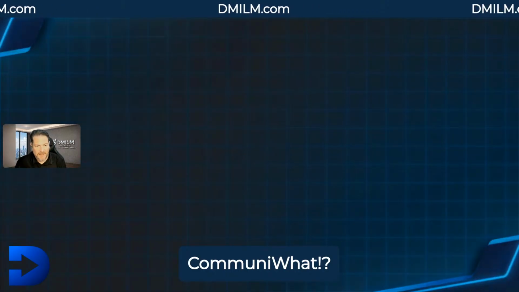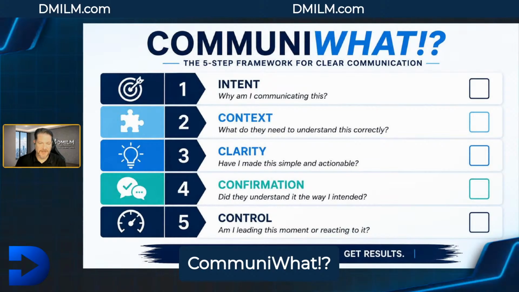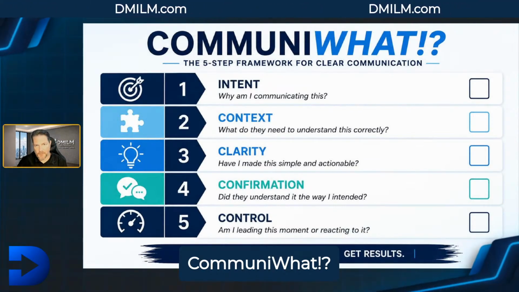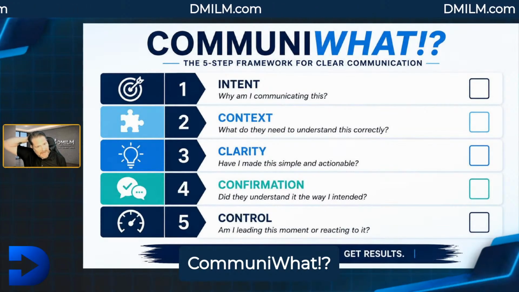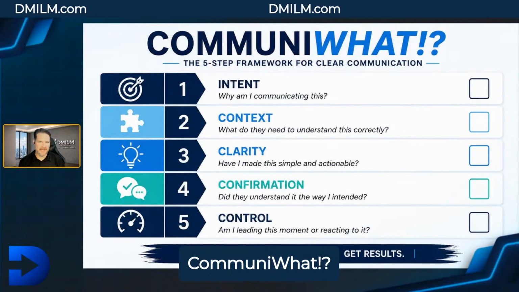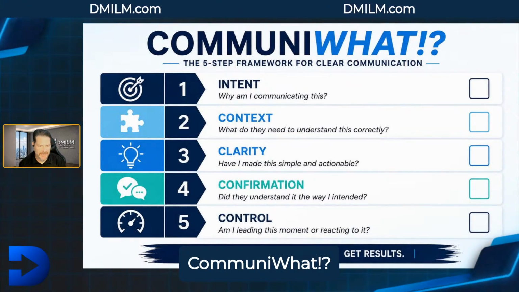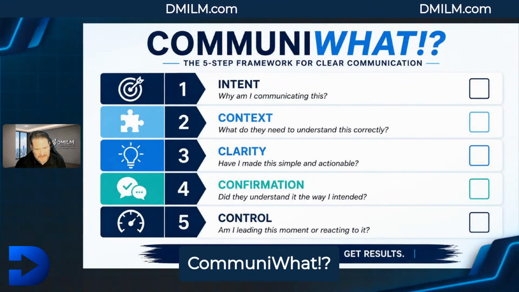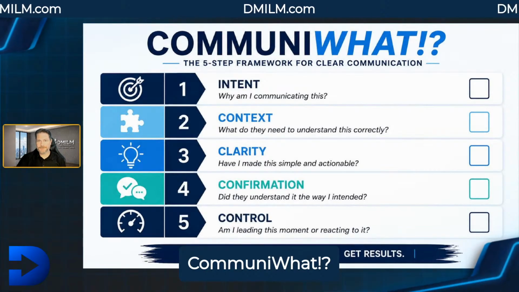Communication. There's 5 tiers here. The Communiwhat framework, 5 steps. Number 1, intent. We talked about that last week. Number 2, today, context. What is it that the individual needs to understand correctly? What do they need to understand what you're saying correctly? Next week, we'll talk about clarity. Today is context.